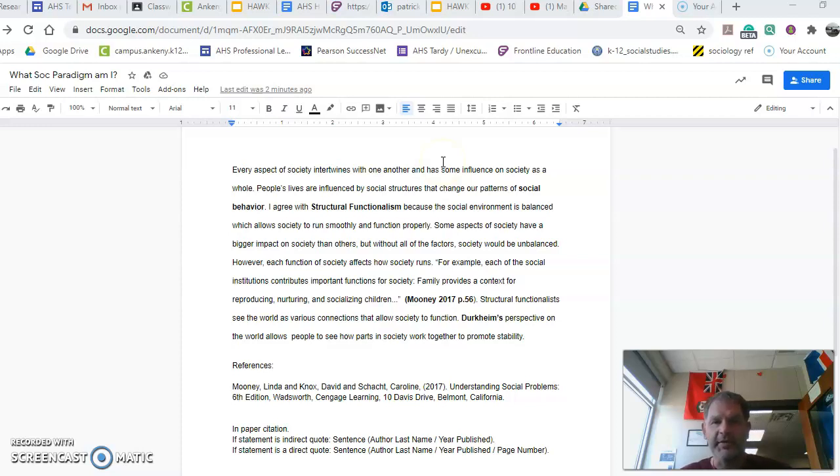with every aspect of society intertwines with one another. And it's not coming out and saying structural functional or conflict or symbolic interaction. It basically sets the rest of the paper up that this is what it's going to be about. On that same turn, notice that the last sentence, structural functionalism sees the world as various connections that allow society to function. Durkheim's approach, now granted, using function and functionalism a little bit much, but again, decent closing statement.